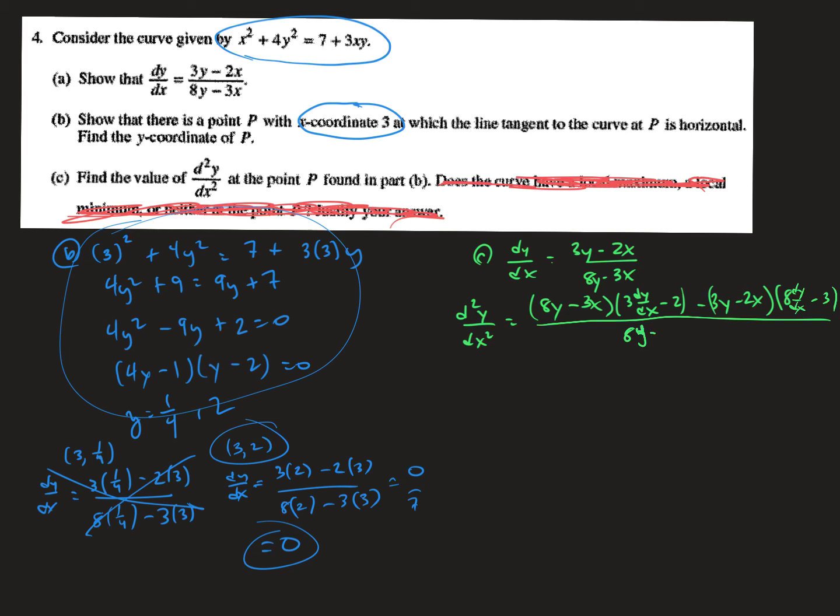Oof. And then I wouldn't want to leave the dy/dx's in there. So I could substitute this thing in, but that's going to be kind of massive, right? So the idea is I want d squared y/dx squared, so the second derivative, at the point found in part B, which that point was (3, 2). So what I'm going to do is, in this expression, I'm going to plug in 2 for all the y's and 3 for all the x's.